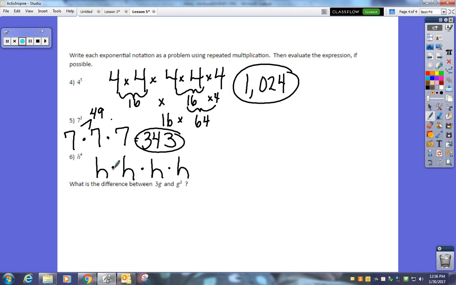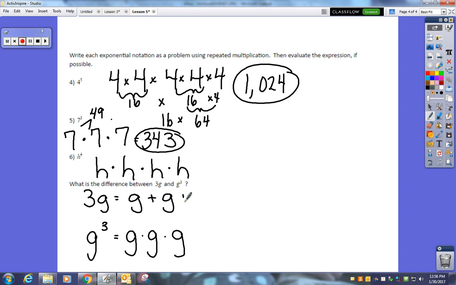Okay, so the next one really brings us back to the lesson from Monday as well as today's lesson. So it's asking, what is the difference between 3g and g cubed? So if I write these two out, going back to what we just learned, I'm going to start with the second one. We saw that our base here is g, so I'm going to write that 3 times. So g times g times g. So when we have an exponent, it's repeated multiplication. And if you recall from Monday, 3g means 3 g's added together.